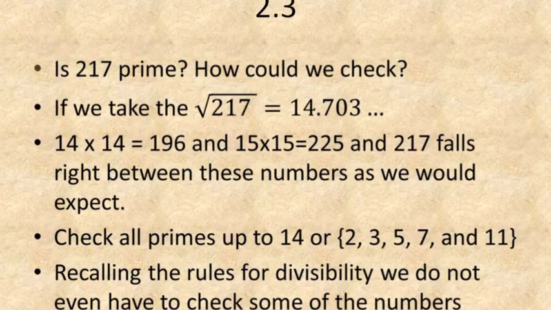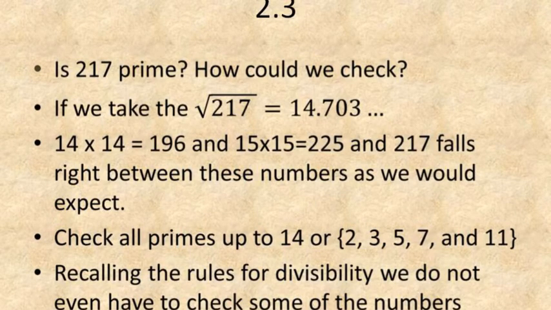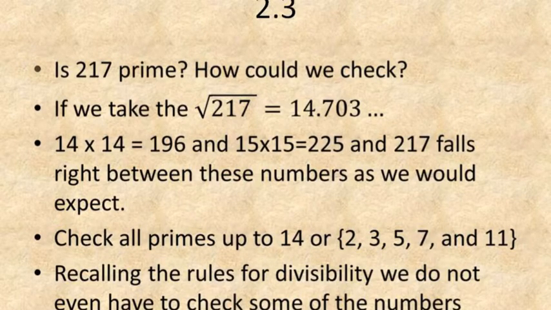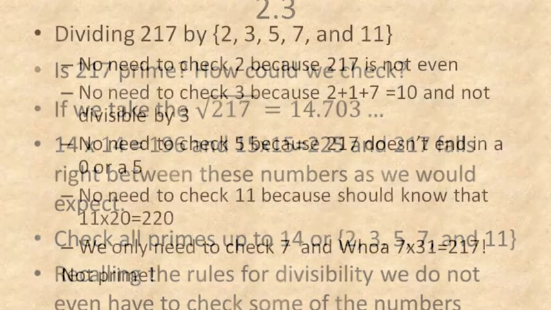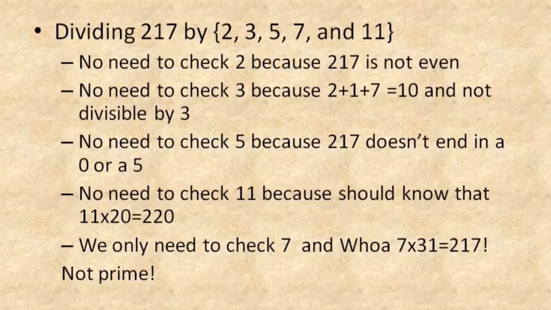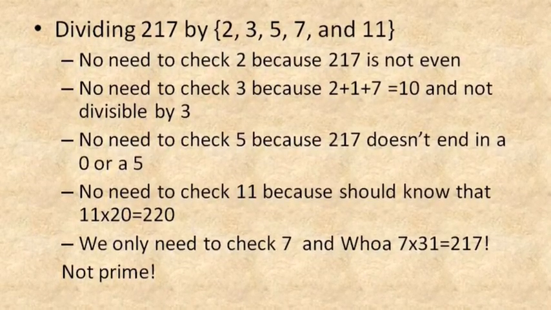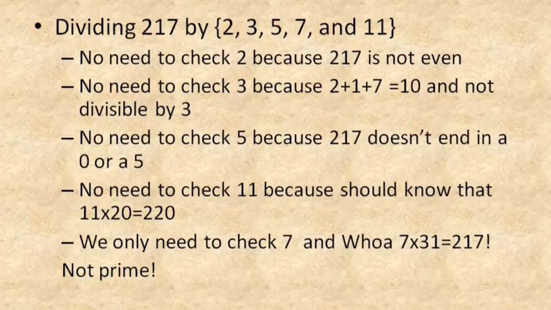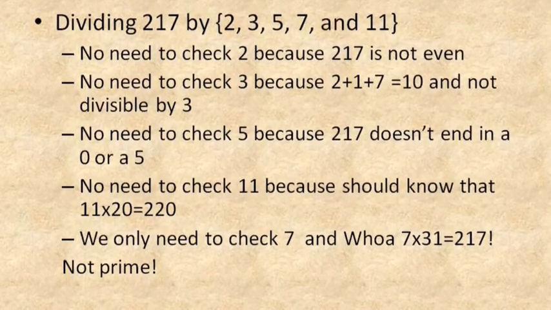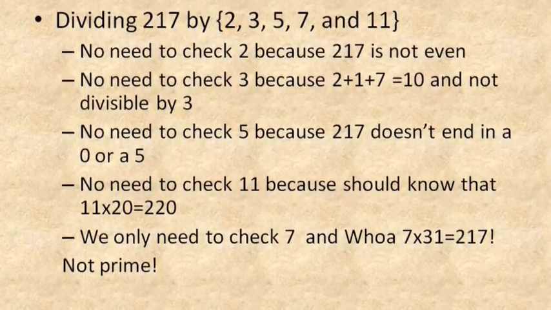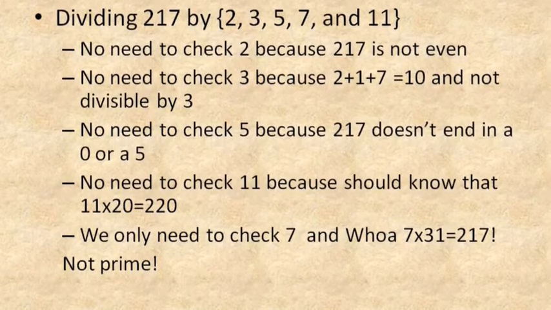Now we know we have to check all the primes up to 14, which would be 2, 3, 5, 7, and 11. Recalling the rules for divisibility, we do not even have to check some of these numbers. So, let's take a look. 217. Do we really need to divide by 2? No, 217 is not even. Do we need to check 3? No, 2 plus 1 plus 7 equals 10, not divisible by 3. Do we need to check 5? No, 217 doesn't end in 0 or 5.